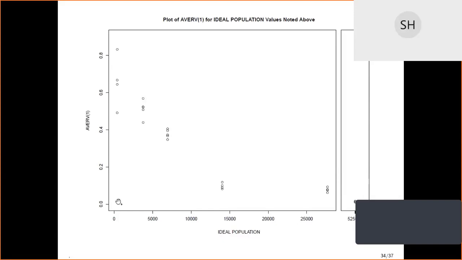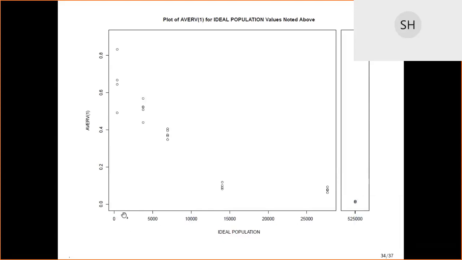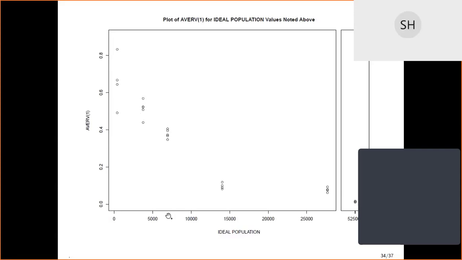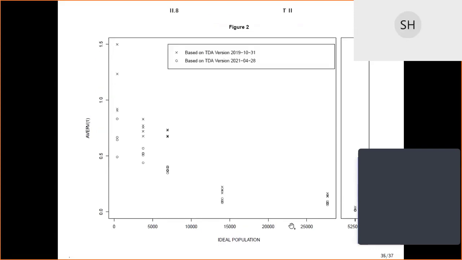So what's on the x-axis? This is the ideal population size. So these are the 4 districts in Tylertown. The average variability is here. Here we're looking at the 4 school districts in Tate, Mississippi, somewhat less. Here we're looking at Panola County, the 5 districts, and you can see this variation.